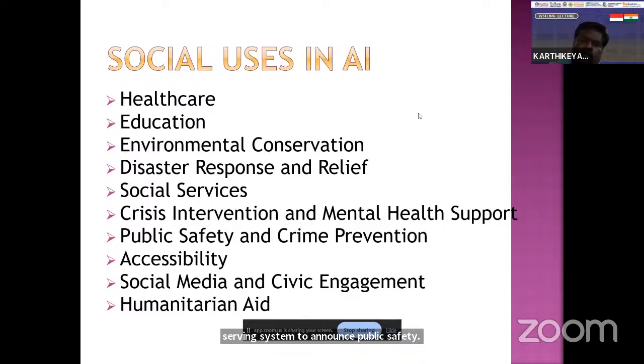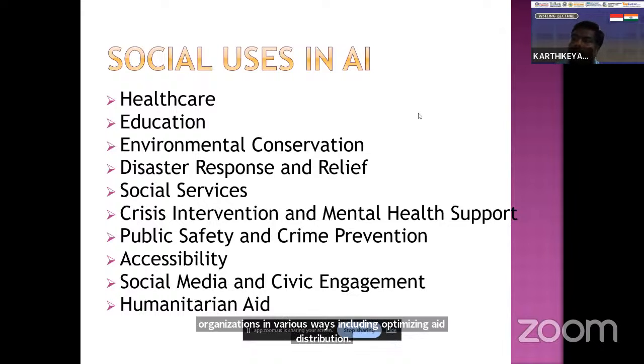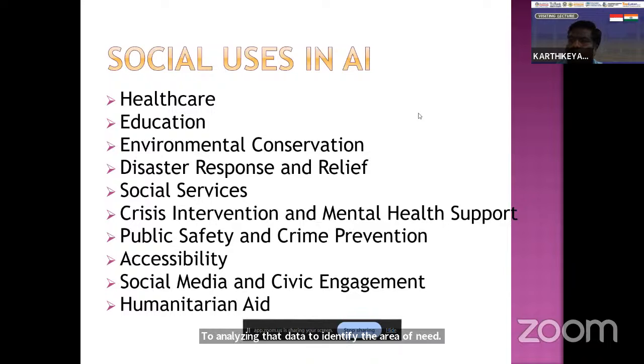And next one is social media and civic engagement for AI. AI can be used to analyze social media data to understand public opinion and support efforts such as voter registration, campaigns, and community organizing. And the next social use of AI is humanitarian aid. Humanitarian AI can assist humanitarian organizations in various ways, including optimizing aid distribution, analyzing data to identify areas of need, and coordinating relief efforts in crisis situations. So these are the various social uses of AI.